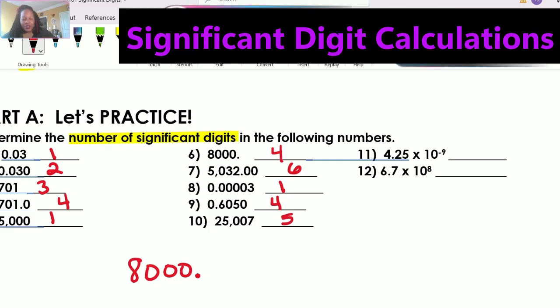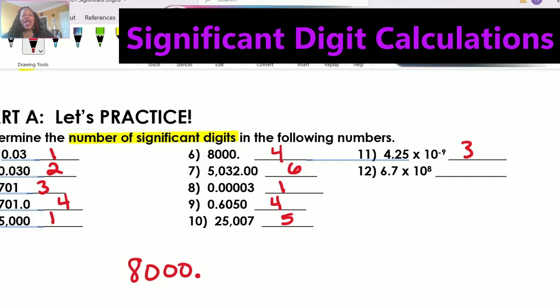Yep, 5 is also correct. Okay, number 11. 4.25. Don't worry about the times 10 to the negative ninth power. We're not going to take it out of scientific notation. But just look at the base. 4.25. Yep. 3 is correct as well.